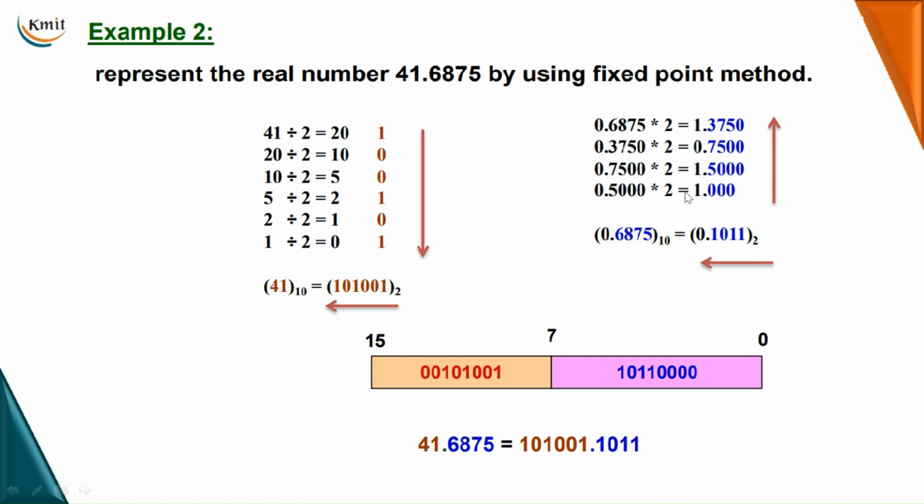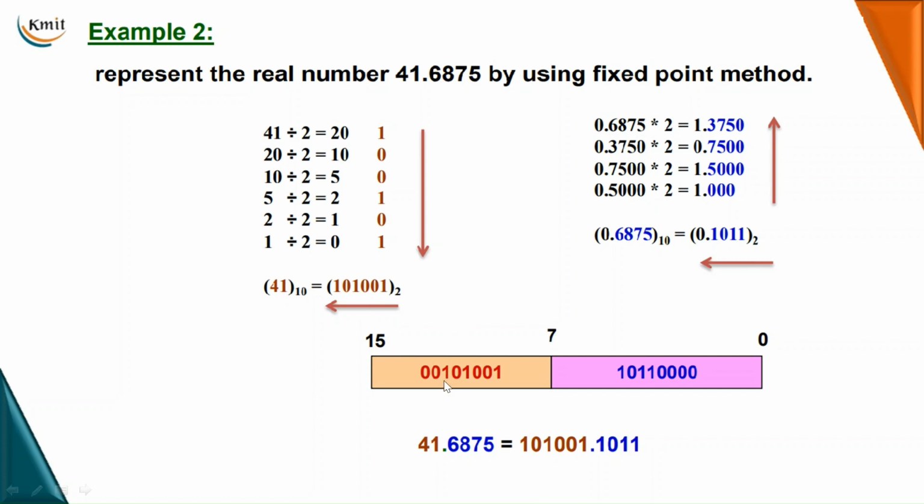So until we get the most significant bit of the fractional part as 0, we repeat the process. Since here we got the most significant bit of the fractional part as 0, we stop here. So this 1101 is the binary equivalent of the fractional part of your number.